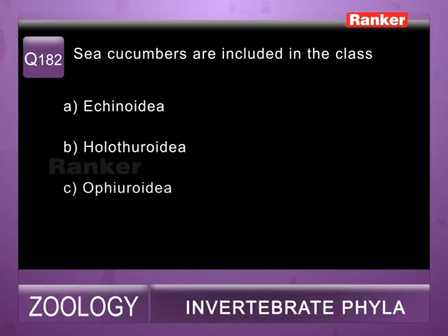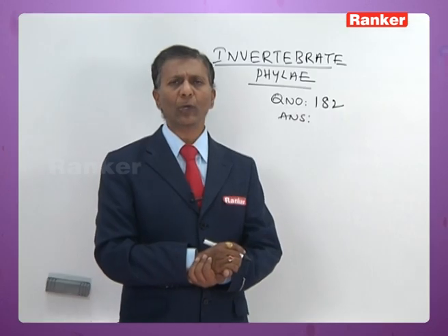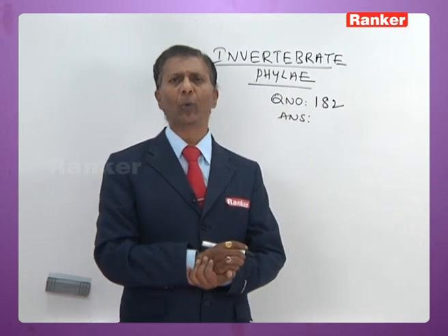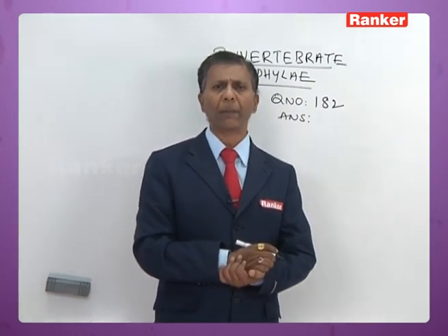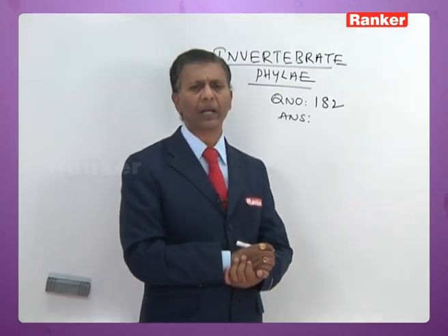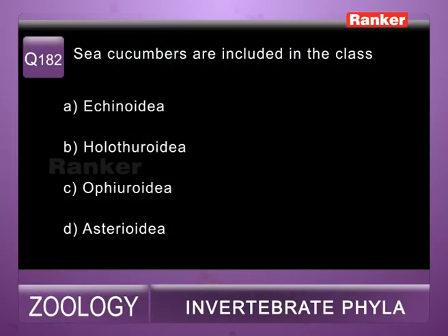182 question, sea cucumbers are included in the class A. Echinoidea, B. Holothuriidea, C. Ophiuroidea, D. Asteroidea. The sea cucumbers belong to Holothuriidea. Okay, example Cucumaria, Holothuria, Synapta, they all belong to Holothuriidea of phylum Echinodermata. So 182 question, correct answer is B. Holothuriidea.